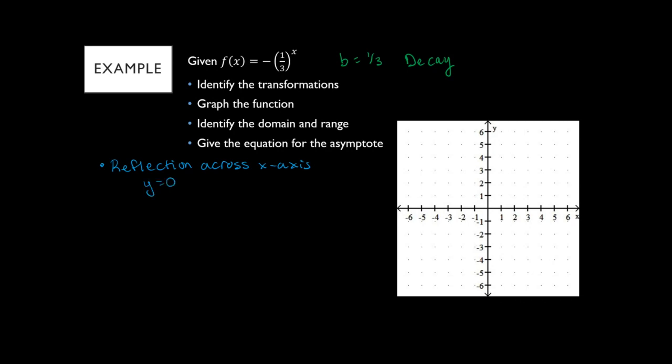equals 0. A reflection, multiplying it by negative, doesn't change anything. Negative 0 is still negative 0. But it does change the range. So our range, which was 0 to infinity, is now going to be negative infinity to 0 because it's making it upside down. So that reflection didn't affect the asymptote, but did affect the range. So that's going to change that graph.